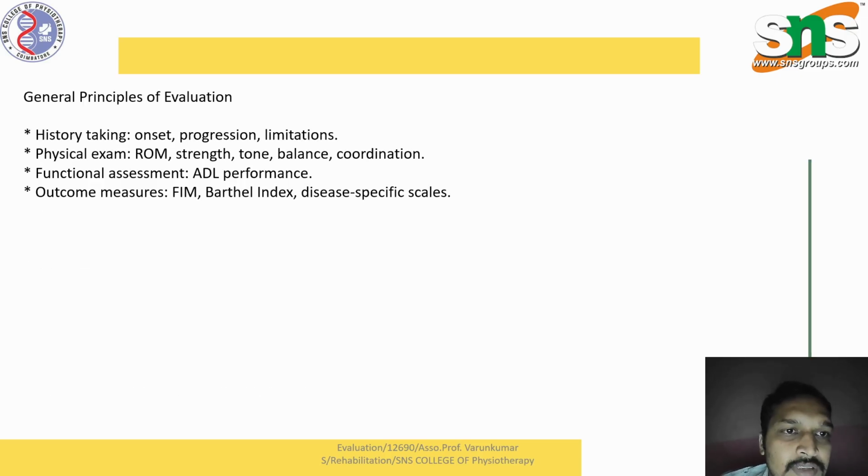Now the general principles of evaluation. We have to know about history taking: the onset, progression, and limitations. In physical examination, we can go with range of motion, strength, tone, balance, and coordination. In functional assessment, we can go with activities of daily living performance. In outcome measures, we can use the FIM score, Barthel score, or disease-specific scales. These are used for the evaluation of the various conditions.